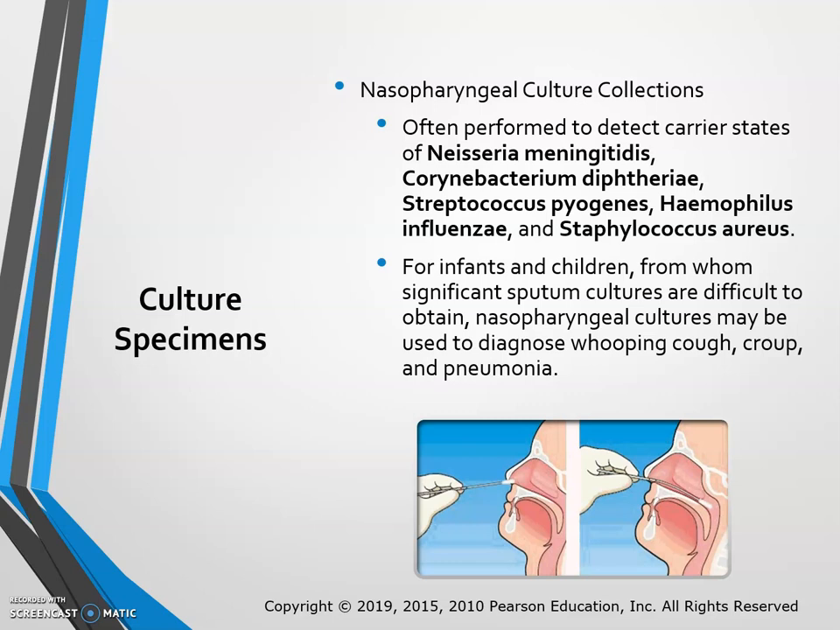Nasopharyngeal culture collection. This could be for Neisseria meningitidis, Streptococcus pyogenes, H. pylori, influenza, and Staphylococcus aureus. For infants and children with whom significant sputum cultures are difficult to obtain, the nasopharyngeal culture may be used to diagnose whooping cough, croup, and pneumonia. This is basically going back and touching the back of the nasal wall, which is very uncomfortable. This is also how they're currently collecting samples for COVID-19.